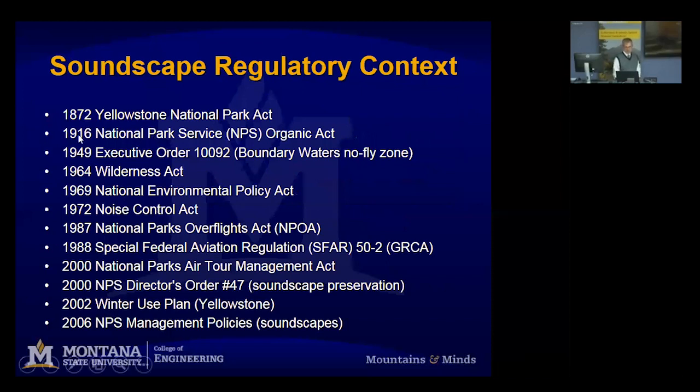We were looking at the Organic Act in 1916. There's an important executive order Harry Truman issued in 1949 that had to do with the Boundary Waters canoe area that some of you may be familiar with in northern Minnesota. And it was actually an order to have no flights allowed in that area. And a lot of the reason was that people who were there canoeing didn't want to have these airplanes flying in.